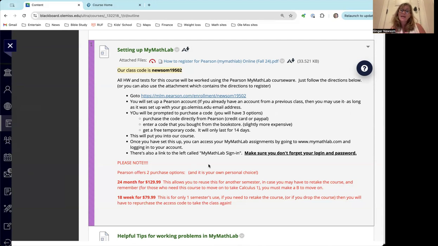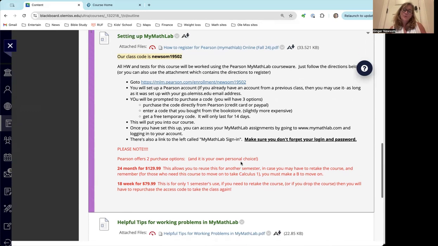And I will say, it's cheaper going this way through Pearson than it is going to the bookstore at Ole Miss. They have it marked up, like $30 more. So this is the cheapest way. And once again, you just click the link and sign up for it.